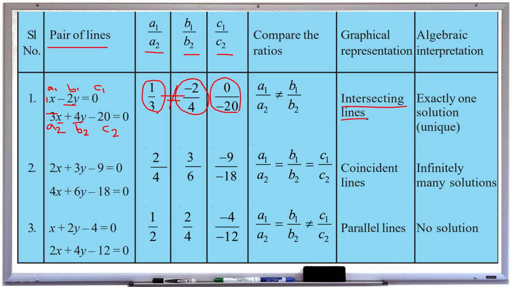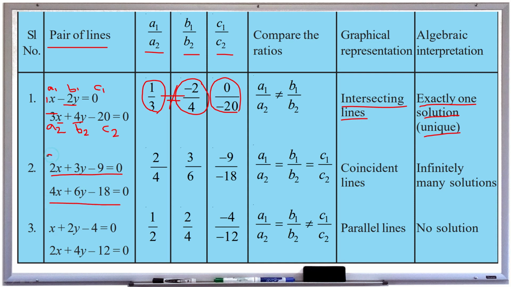If you draw these two lines on the graph, you will get intersecting lines. Exactly one solution; it has a unique solution, or one solution. This is the condition. You should know this table to do the exercise. Consider example number 2. Another pair of linear equations is given: 2x plus 3y minus 9 is equal to 0 and 4x plus 6y minus 18 is equal to 0.